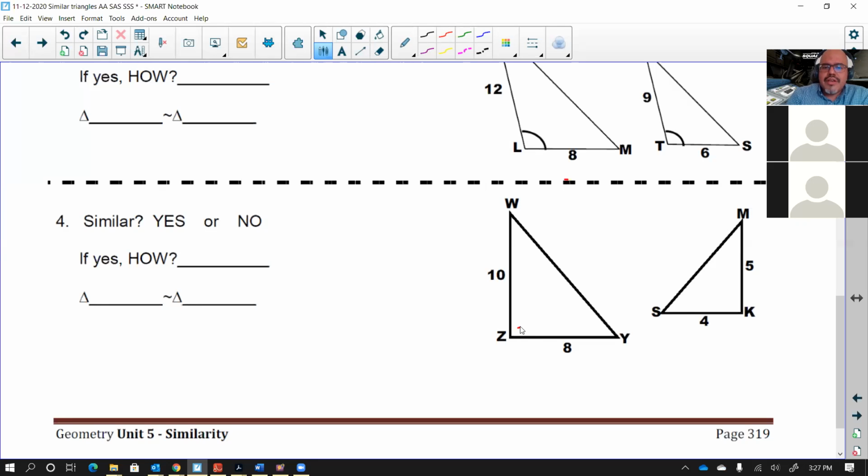So since we don't have an angle in common with this, we can't say this is side angle side congruency. They look like they're right, but they're not. We don't know for sure, not unless they tell you, oh, this is a right angle, this is a right angle.